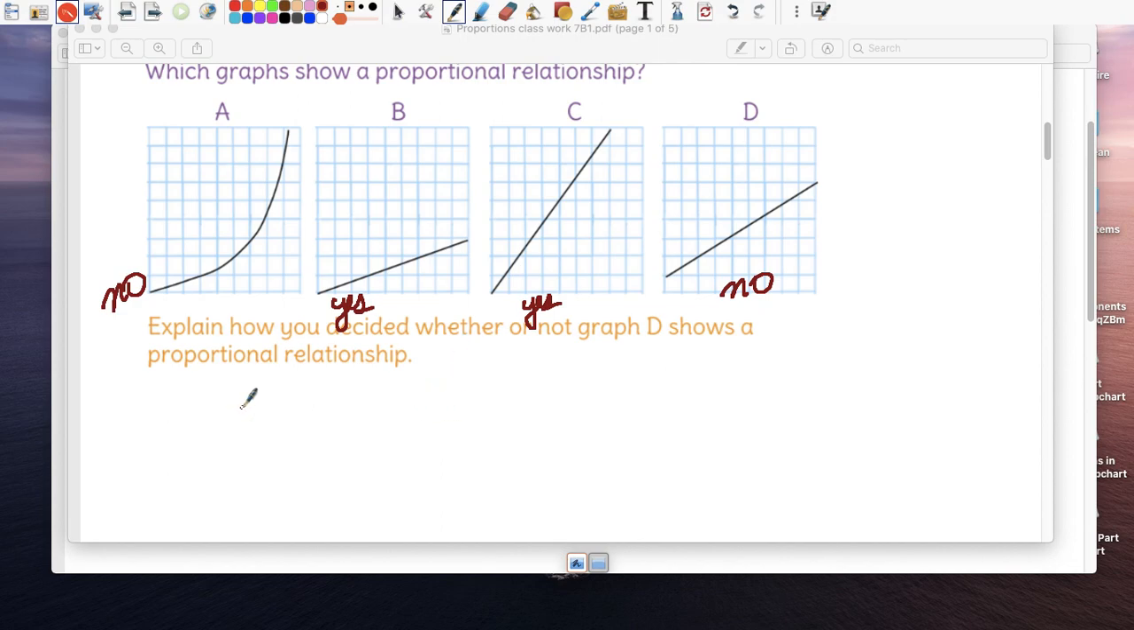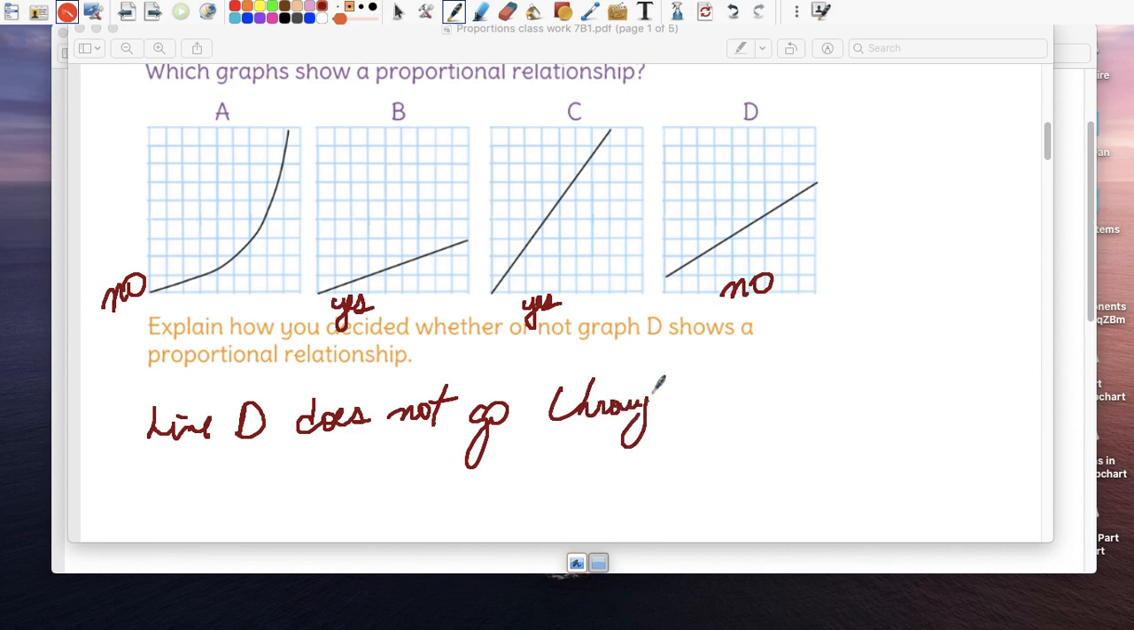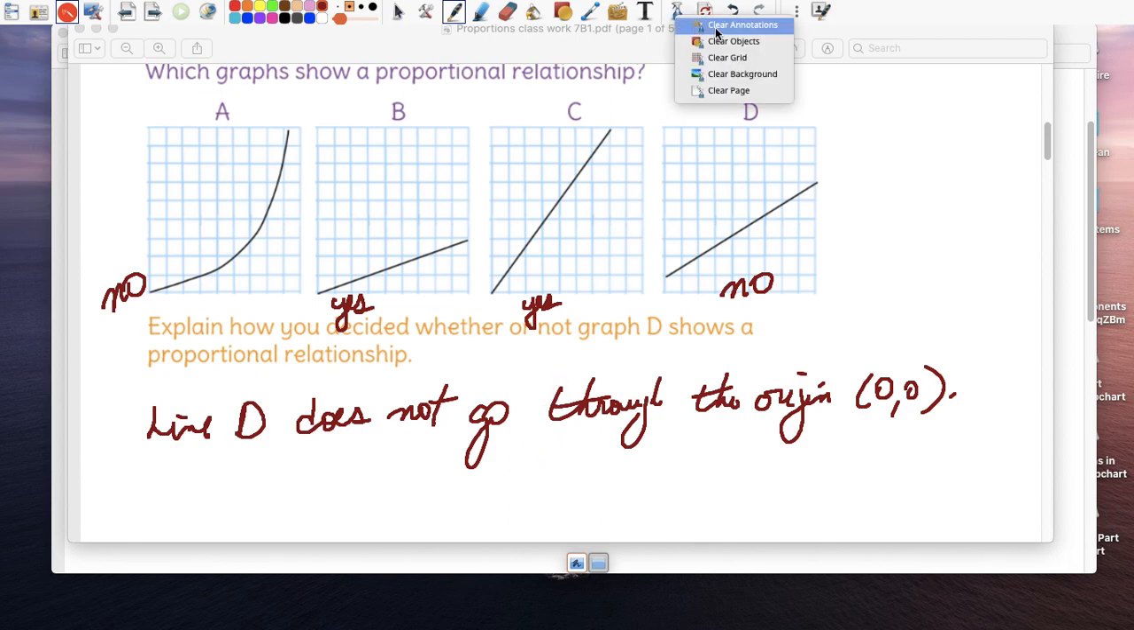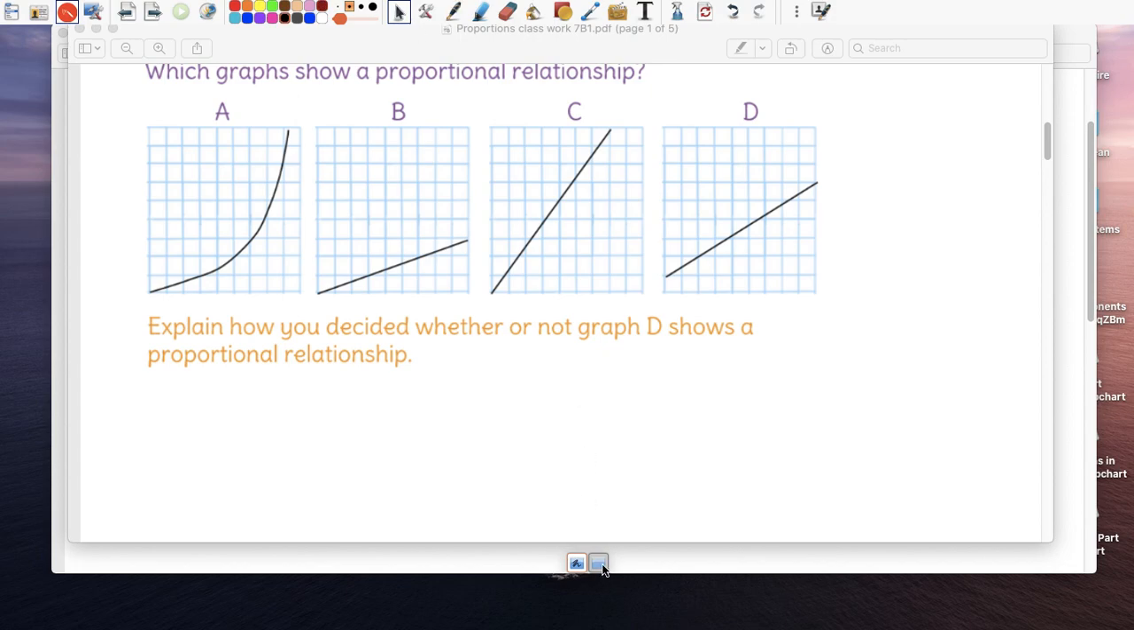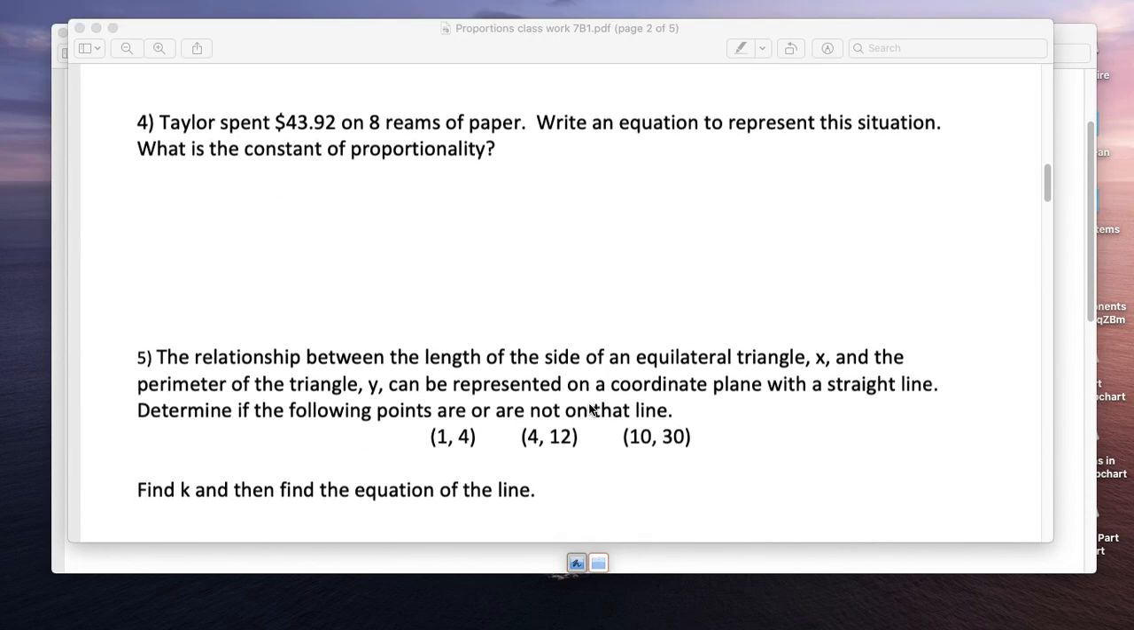So explain how you decided whether or not D shows a proportional relationship. So D, line D, does not go through the origin, right? Otherwise known as 0, 0. So therefore, it's not a proportional relationship. Okay. Visually, it's so much easier, right?